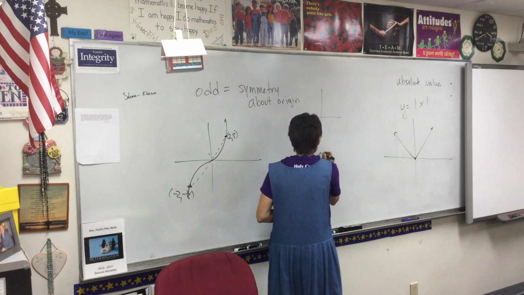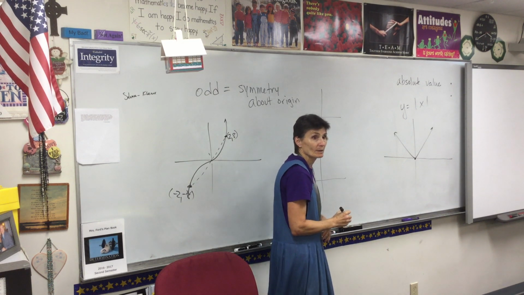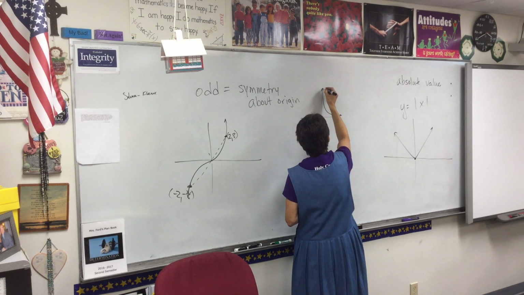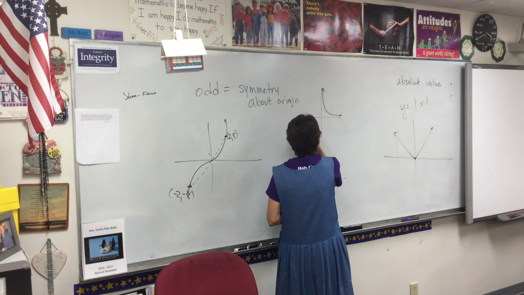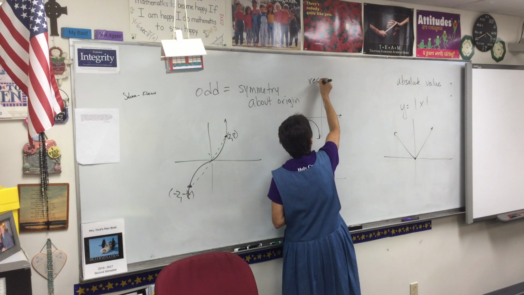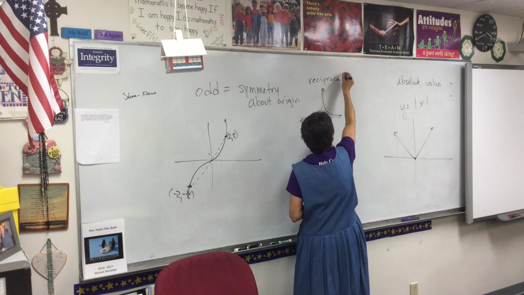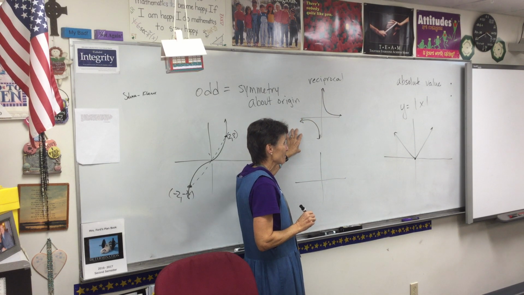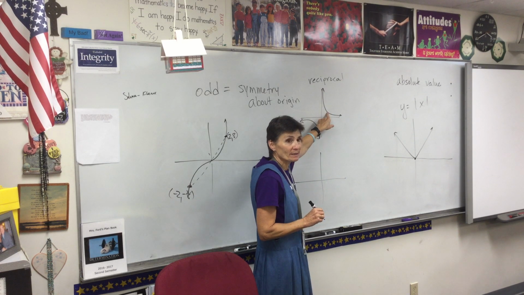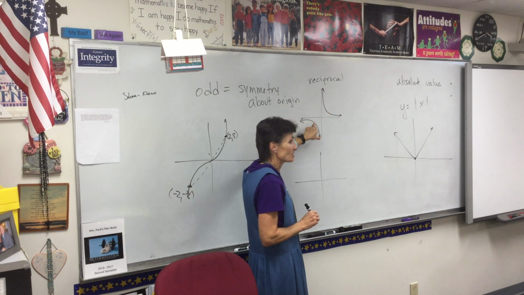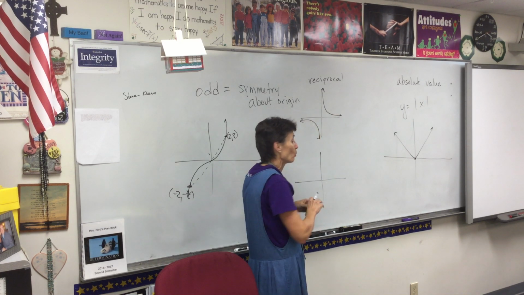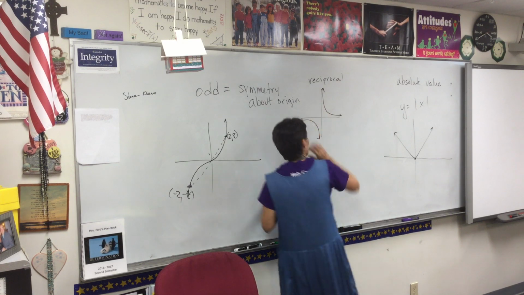I got one. You got one? Which one do you have? The reciprocal function. Oh, the reciprocal function. Very good, Logan. That is indeed symmetric about the origin. If this is the point 1, 1, this is the point -1, -1. That is symmetric about the origin. Think about folding it. That's perfect.